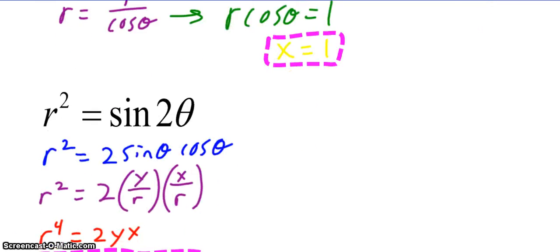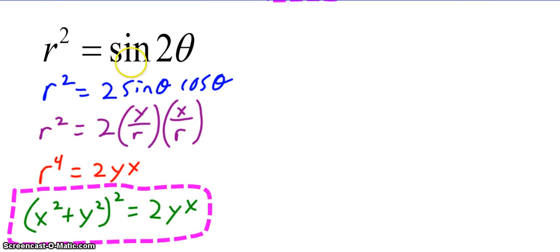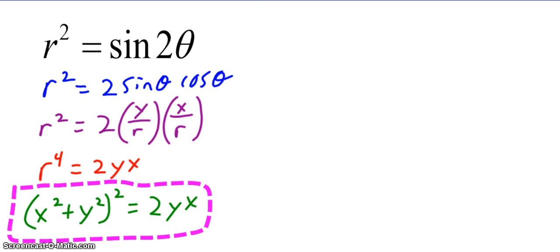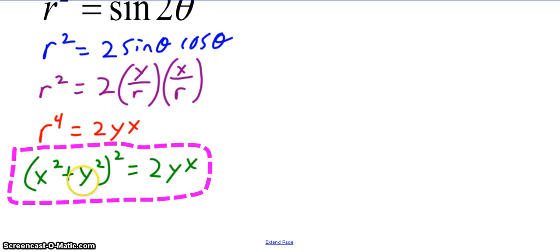The next one, this is not going to be a function. So first, we want to change sine of 2 theta. We don't like the 2 theta, so I know 2 sine theta cosine theta is sine of 2 theta. Sine of theta is y over r, cosine of theta is x over r. So this is r squared, so I end up with r to the 4th equals 2yx. Well, r to the 4th is x squared plus y squared quantity squared. This is not a function, leave it like that.